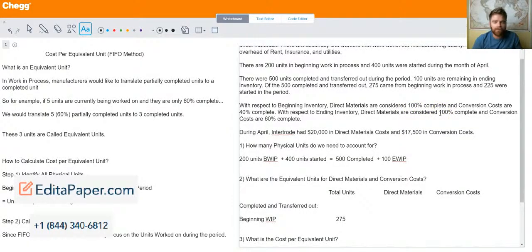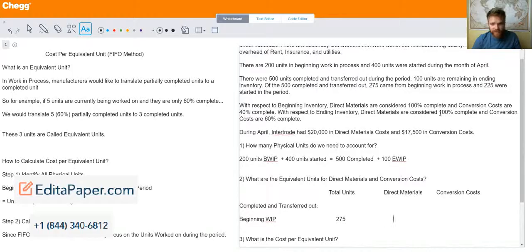So this is the tricky part here. Since we're only focusing on what was done during the period, we're going to have to exclude everything that was done outside of the period. So in beginning work in process, if materials are already 100% complete when they first arrived in the period, what did you actually complete during the period if they're already 100% complete? The answer is 0. You did nothing during the period in regards to materials for beginning inventory. So since it's already 100% complete, during the period you did 0% in regards to direct materials.